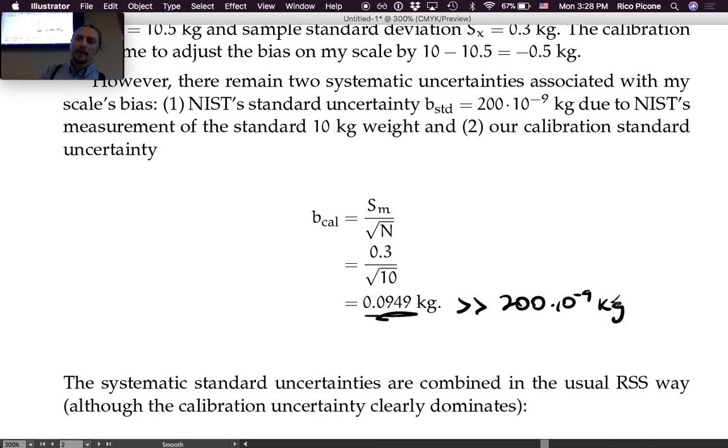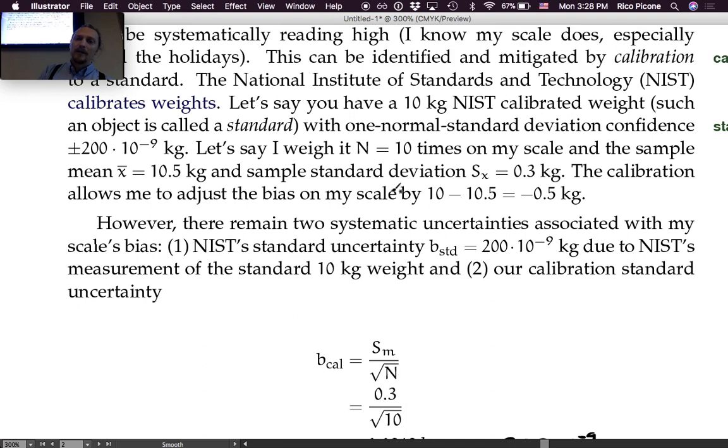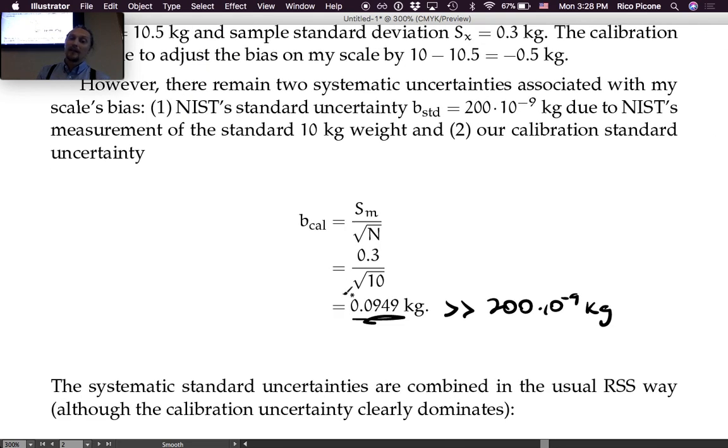So we measured this mean offset to be 10.5 kilograms. So 0.5 kilograms, like my scale and my measurement process went into that. So I introduced some uncertainty beyond the NIST thing, and that's actually what dominated this: the uncertainty we introduced when we calibrated it. Just because you calibrate it doesn't mean it goes away. That systematic uncertainty is still there. It's just hopefully significantly reduced, which it is, because it was going to be 0.5 kilograms, which is way bigger than 0.09.